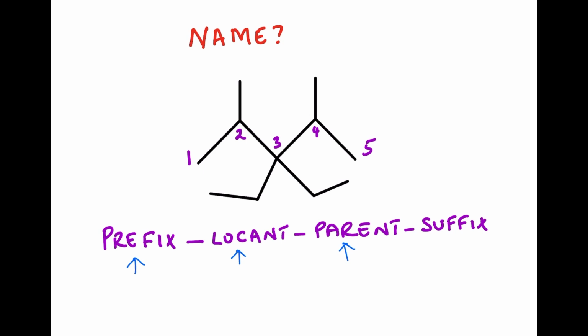How many carbons does the longest chain have? When you look at this structure, the longest chain has 5 carbons. So the name for 5 carbons will be pent.